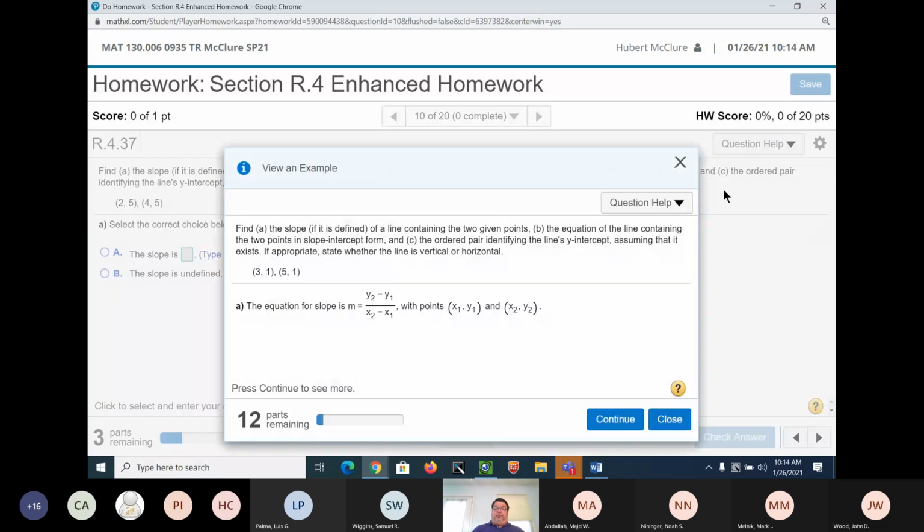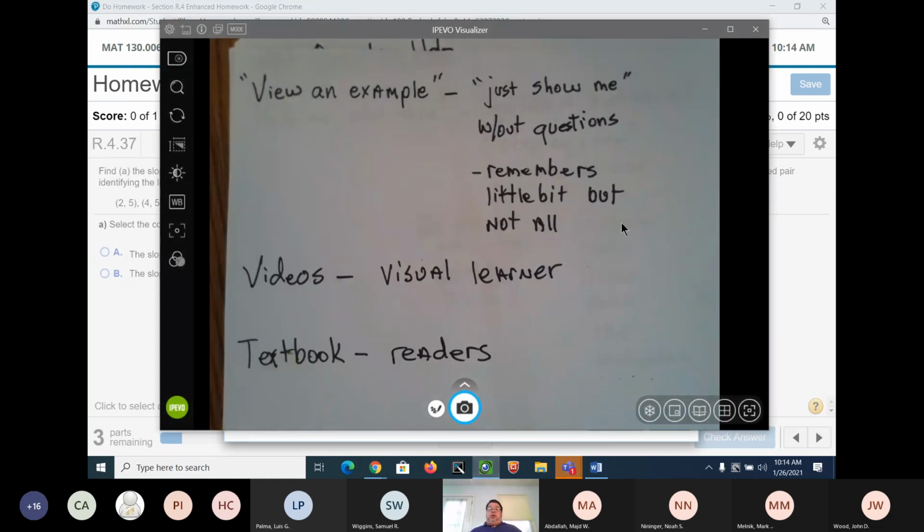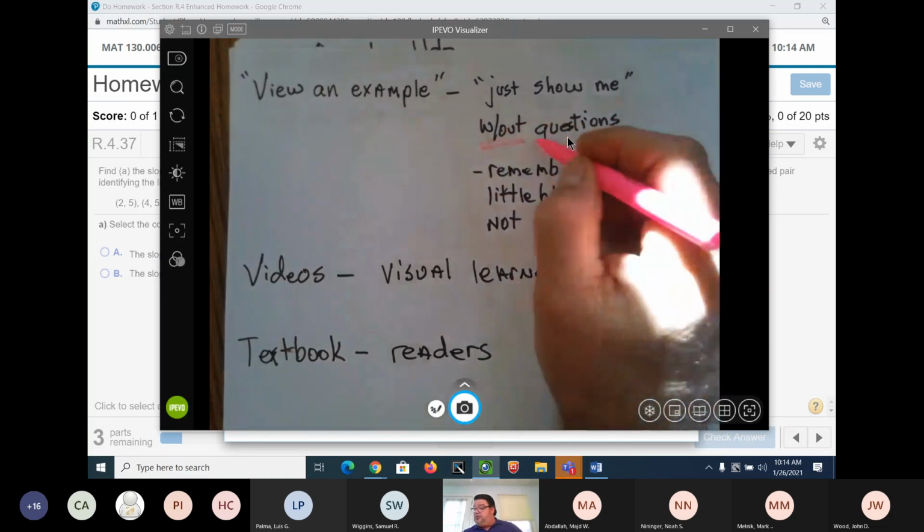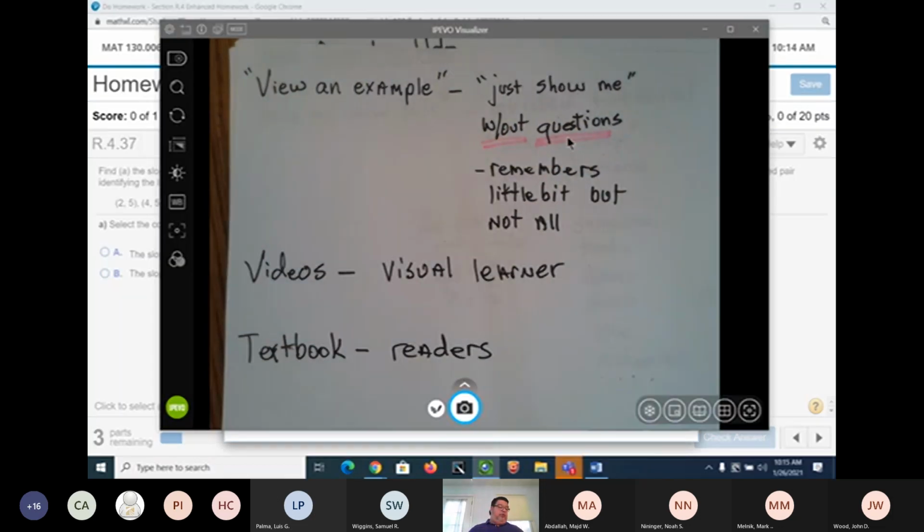What is view an example? View an example is the same thing as help me solve this, only with view an example, what do they cut out? They cut out the questions. Okay, write this down because I don't want to hear, well, what's the difference between view an example and help me solve this? I have no earthly idea. Just show me without the questions.